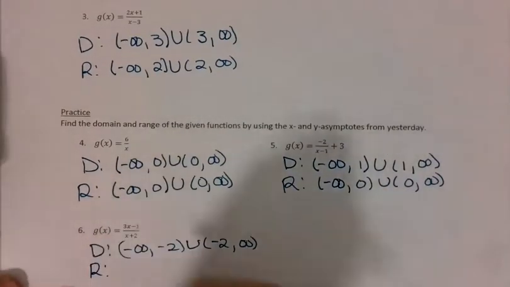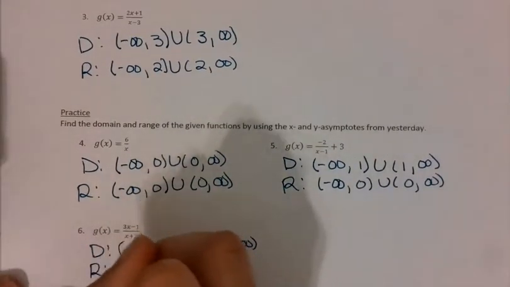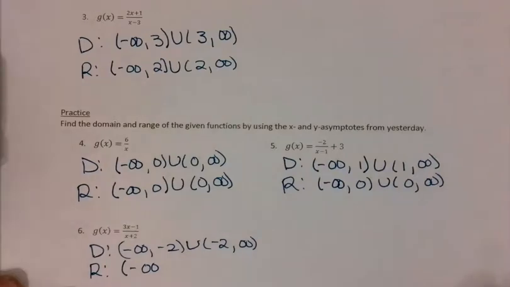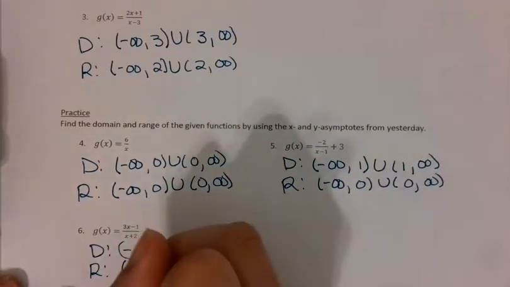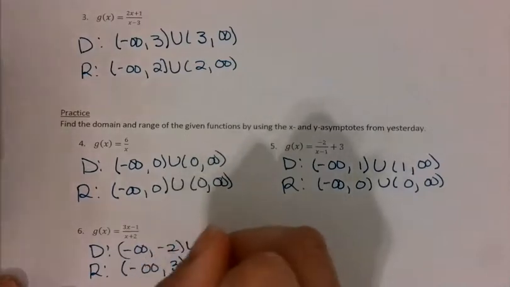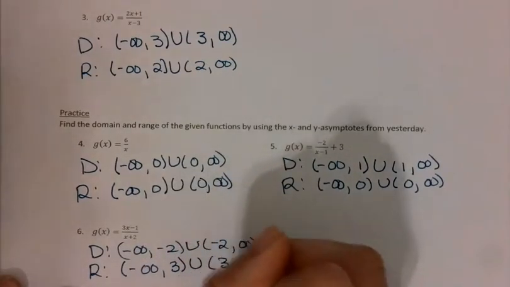My range is going to be from negative infinity. Oh, I forgot to say my asymptote. My y asymptote was 3, so it goes from negative infinity to 3, unioned with 3 to positive infinity.